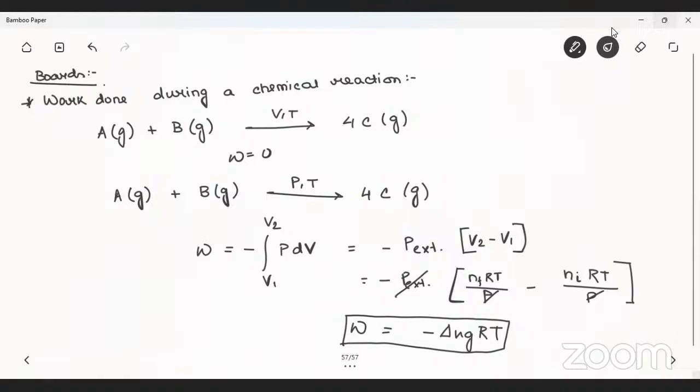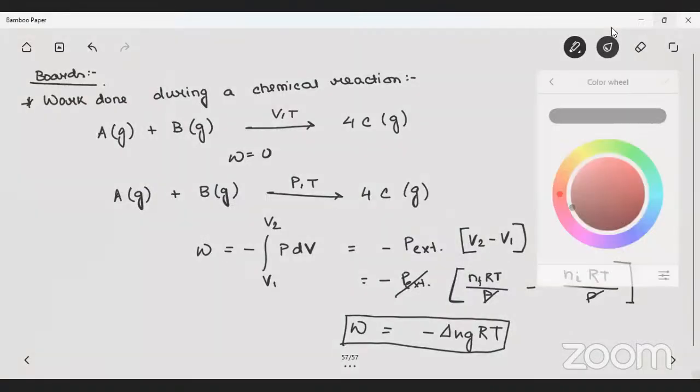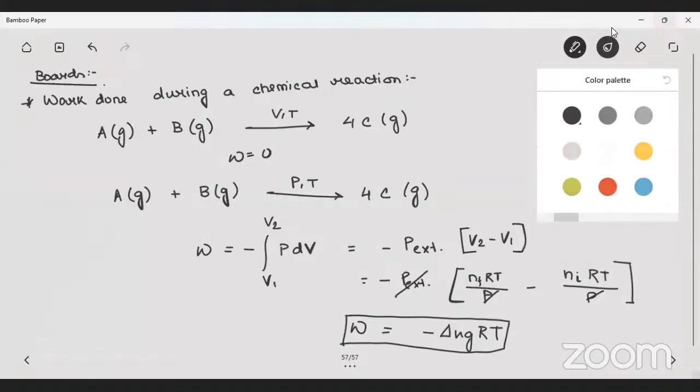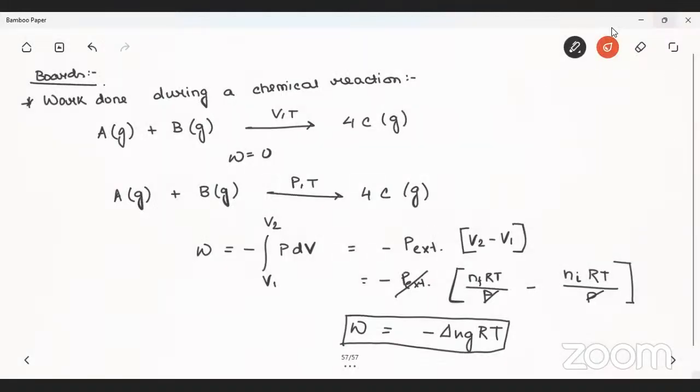See here, let me explain it. Here we are calculating the work done for a chemical reaction. What is the chemical reaction? Our general chemical reaction is a gas reacting with another gas and producing 4C. This is another gas.